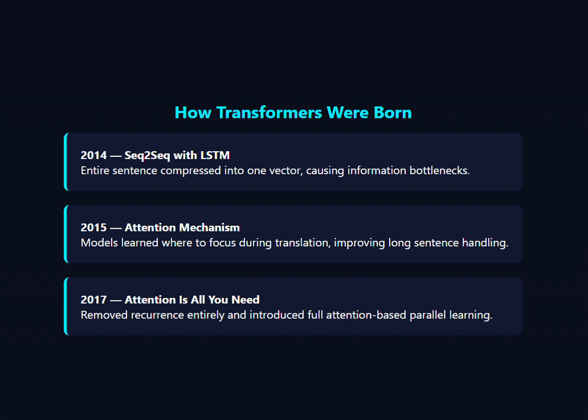Then in stage 3, Transformers, which was in like 2017, right? I'm sure you guys would have heard of this. Attention is all you need. It was everywhere, right? So researchers asked a very basic question. If attention works so well, why keep LSTMs at all, right? So they removed recurrence entirely.